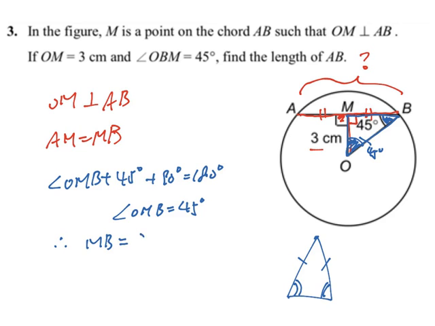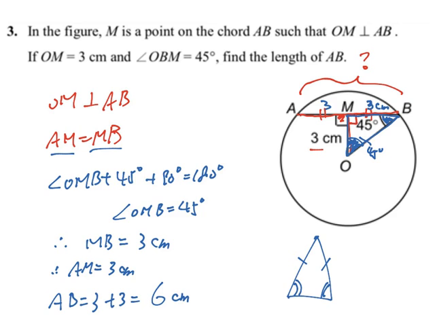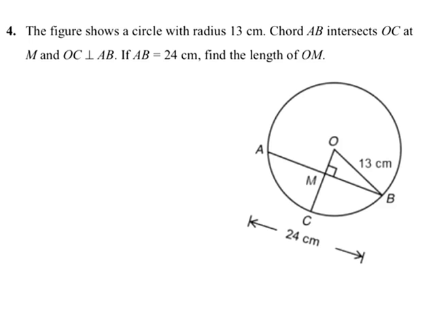So MB is also 3 cm because base angles are the same. 3 cm. Okay, and we know AM and MB are the same, so AM is also equal to 3 cm. So AB is equal to 3 plus 3, so it is equal to 6 cm. Next, try to do question 4.